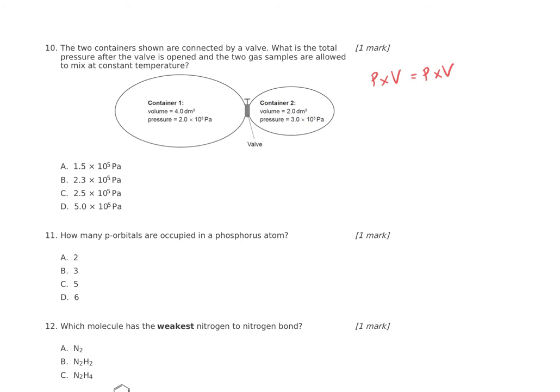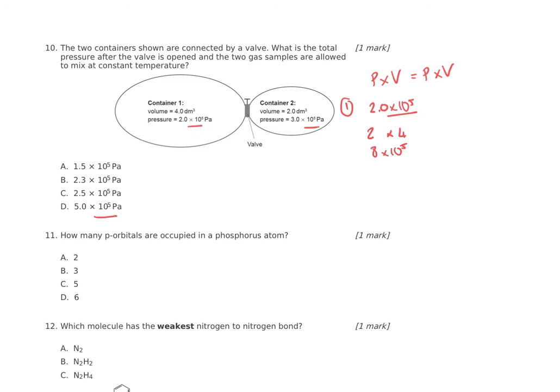So we would actually need to do this for both containers and then add them up. So if we look at container 1, the pressure is 2.0 times 10 to the 5. Now, because all these numbers are times 10 to the 5, I'm actually going to ignore that. So I'm just going to do 2 for the pressure times 4. So that's going to give me 8, but obviously it's 8 times 10 to the 5.